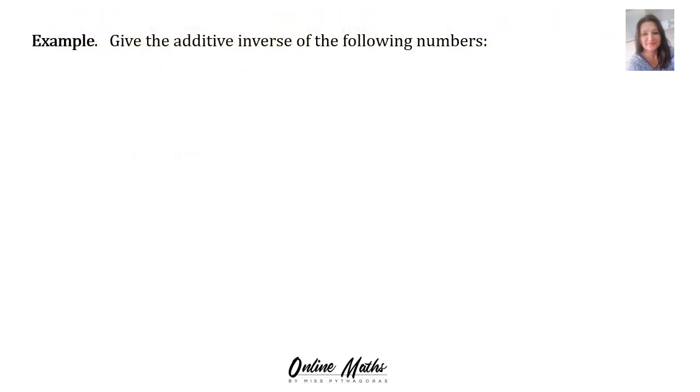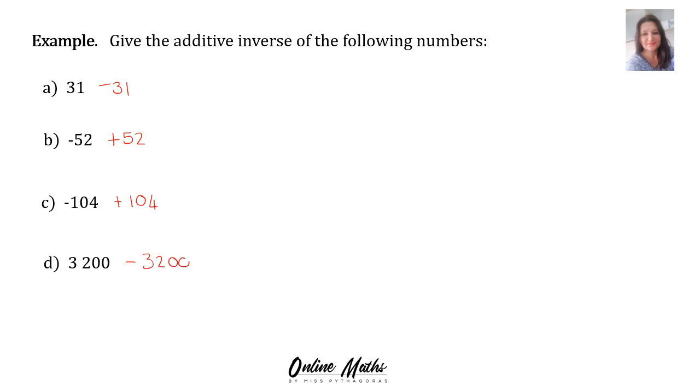Example. Give the additive inverse of the following numbers. Number A. The additive inverse for 31 is negative 31. Number B. The additive inverse of negative 52 is positive 52. C. The additive inverse of minus 104 is plus 104. D. The additive inverse of 3200 is negative 3200.